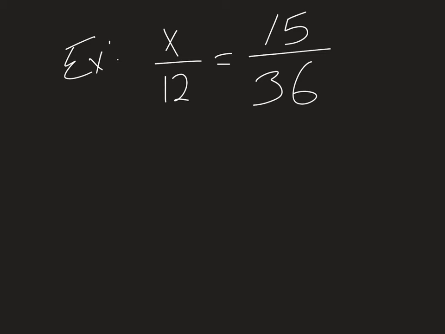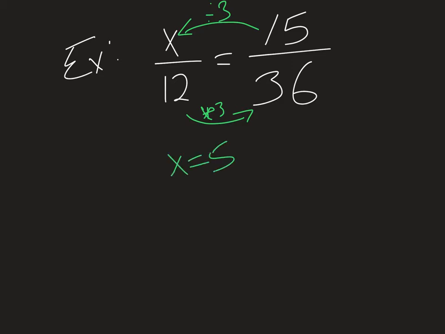Let's say we want to solve for x, and there's a couple ways we can solve these proportions. So I have x divided by 12 is equal to 15/36. And I might be looking at this thinking, oh, if I multiply 12 by 3, I get 36. That would logically dictate that x should be 1/3 of 15, which means that x should be 5.